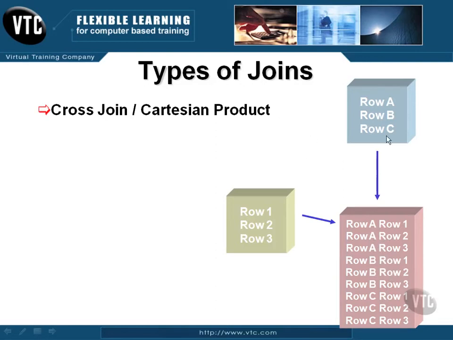You get the point. Everything is joined with everything else regardless of any relationship between them. It creates a lot of data and information. That is what a cross join is.